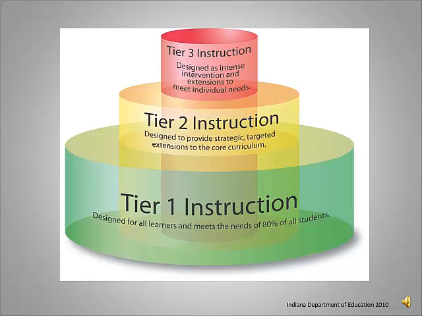Tier 1 is the general classroom instruction, your core instruction. Tier 2 is a small group intervention for a specific skill deficit, and then Tier 3 is when a student is not responding to Tier 2. They then go to Tier 3 and get much more intensive instruction.